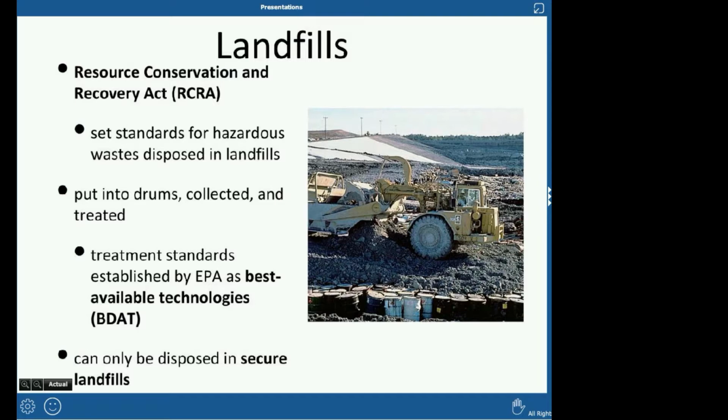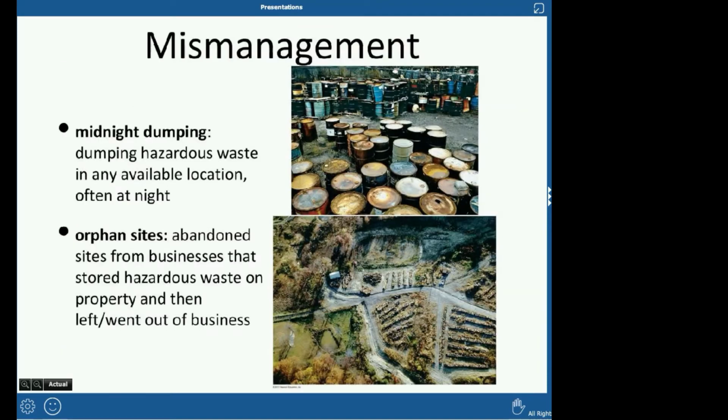There is something called the Resource Conservation and Recovery Act, RCRA, and it basically sets standards for hazardous waste disposal in landfills, so you can't just put it straight in there. You can see in the picture, they put them into drums, they collect them, they treat them, and the treatment standards are established by the EPA, and they're called best available technologies. So they're basically the best we can do with them. And they can only be disposed of in secure landfills. So not any type of landfill can take this. You have to be a special secure landfill.